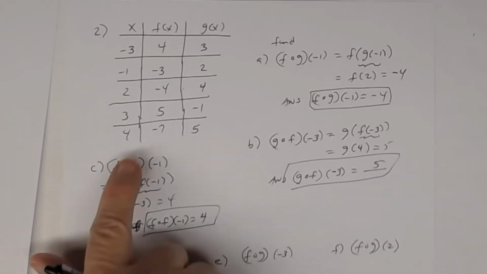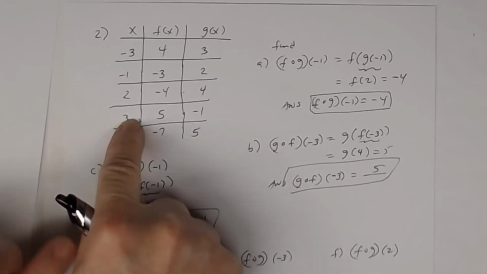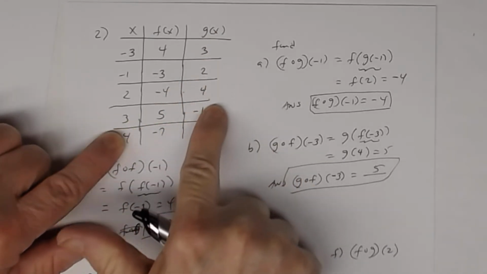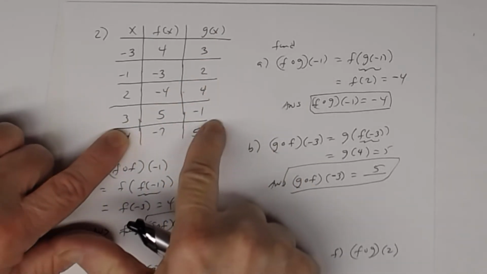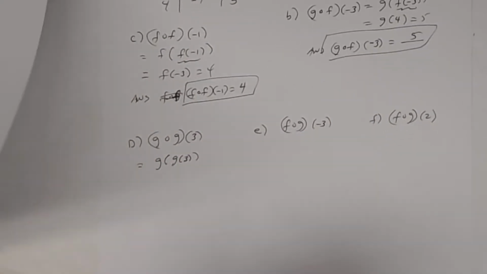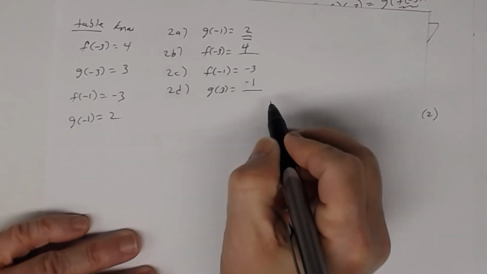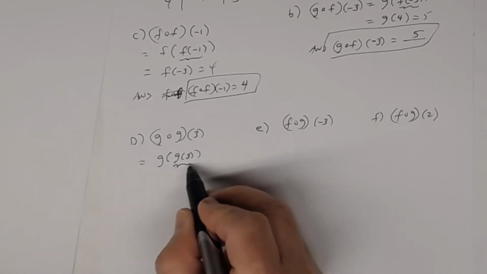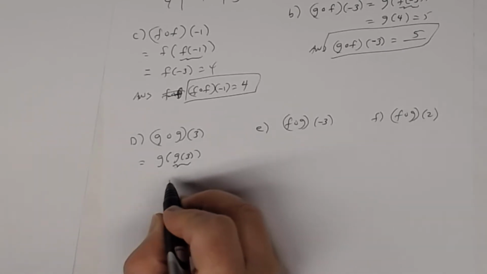So when x is 3, here's where x is 3, right? And I want to find g of 3, so I'm going to use my last column. So g of 3 is negative 1. I'm going to replace this right here because I know it now. g of 3 is negative 1.